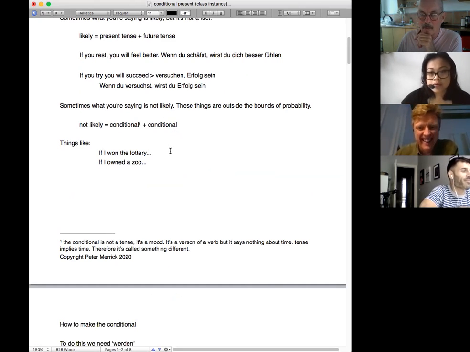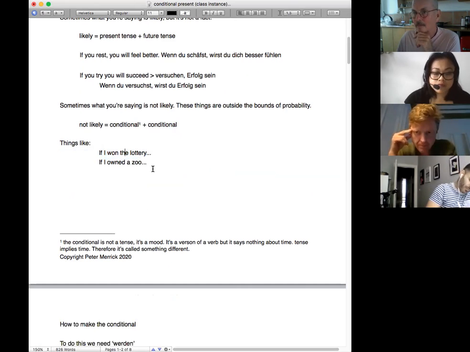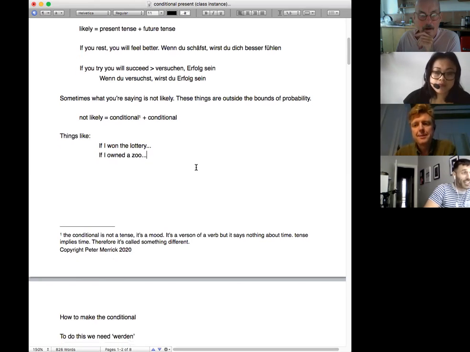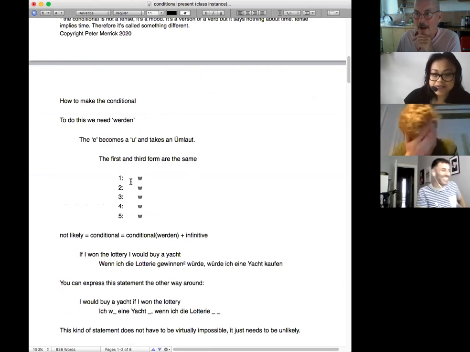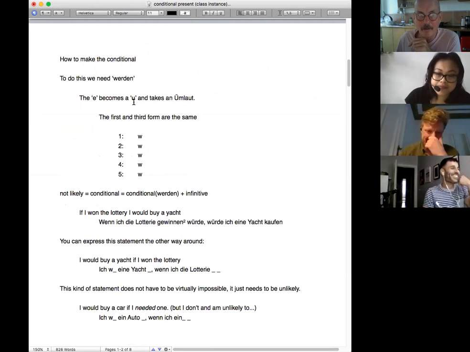No. All this politeness. Things like, if I won the lottery, if I owned a zoo. Is it likely that I'm going to win the lottery? No, it's not very likely, Giovanni. It's very unlikely. If I owned a zoo, the chances of me owning a zoo? Highly unlikely. So, in order to make this, we're going to do it with werden.